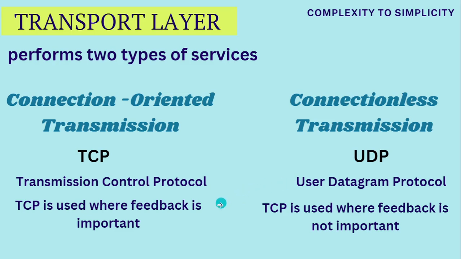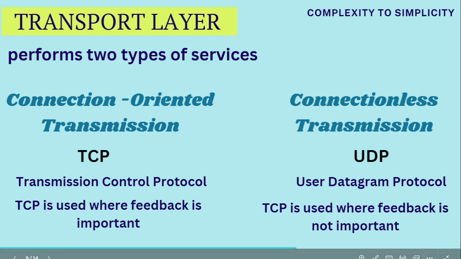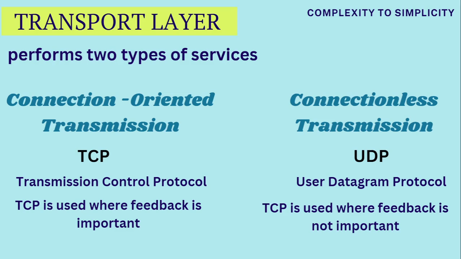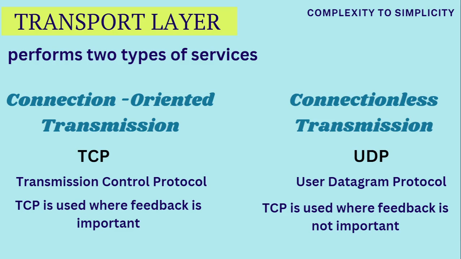TCP is used where feedback is important, where we want full data delivery, for example WWW, the World Wide Web, email, or file transfer protocol. And UDP is used where feedback is not important, where you don't need any feedback, or it does not matter whether you have received all the data. For example, online streaming of songs, movies, games, etc.